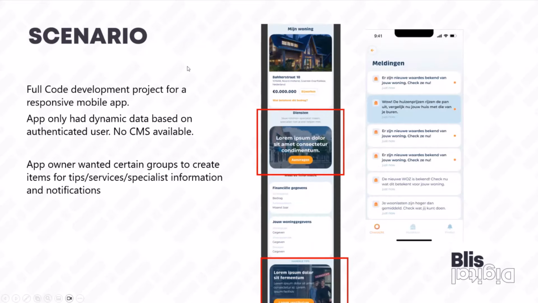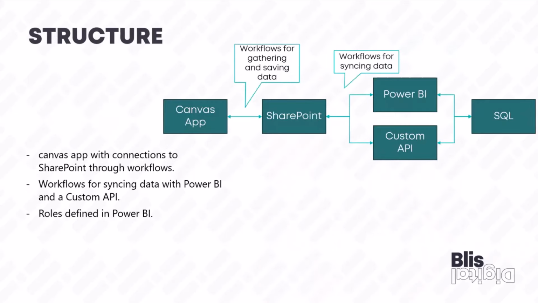So the scenario was a full-code project with a responsive mobile app, and all the data was dynamic, based on the logged in user. There was no CMS available, and the owner of the application wanted certain specialists to create tips or services or specialist information for their customers. And later on, they wanted also to display notifications inside the application and wanted an easy way to create those notifications. So all this was designed through a designer in Figma, and we created a Canvas app around that with workflows between gathering and saving the data from SharePoint. And every now and then, the workflows were also syncing data from Power BI and a custom API to the database that was the backend for the web application.